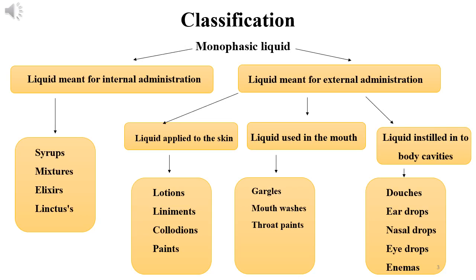Now the second: there are gargles, which people normally use in the mouth, mouthwashes, and throat paint. So there are three formulations used in the mouth. The third one is liquid instilled into body cavities. There are five: douches, ear drops, nasal drops, eye drops. Ear drops are used in the ear cavity, nasal drops in the nasal cavity, and eye drops in the eye.